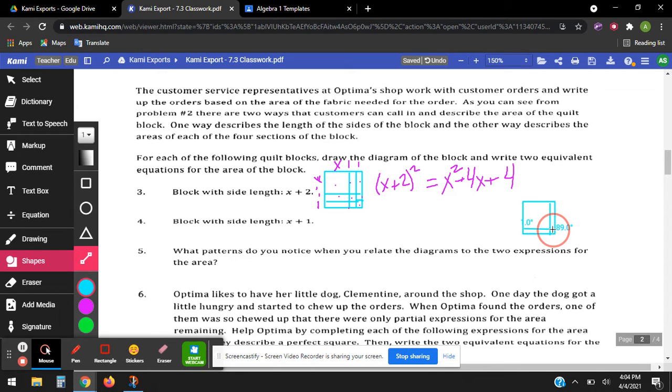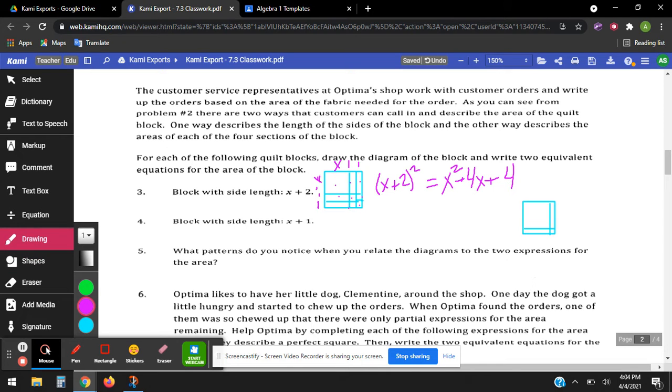Oh, almost had it. Just gotta get it over to my line. There. Okay. So here I've got my x and 1, x and 1. So I can do x plus 1 squared, or I could look at the actual areas. I have 1x squared, I have 2 x's, and I have 1 small box. So what patterns do we notice when we relate the diagrams of the two expressions of areas?